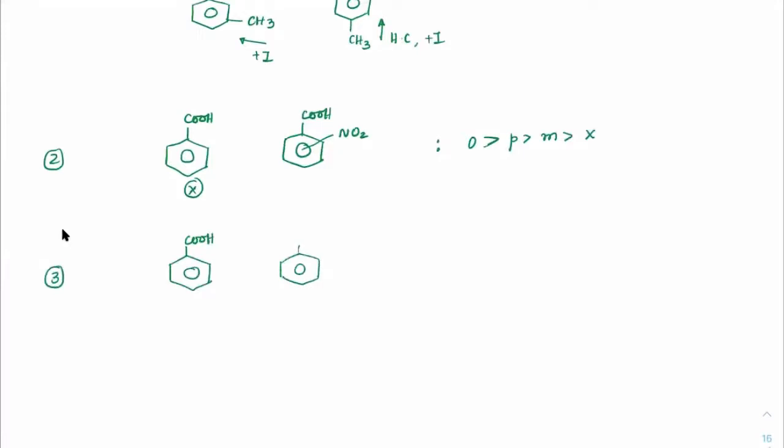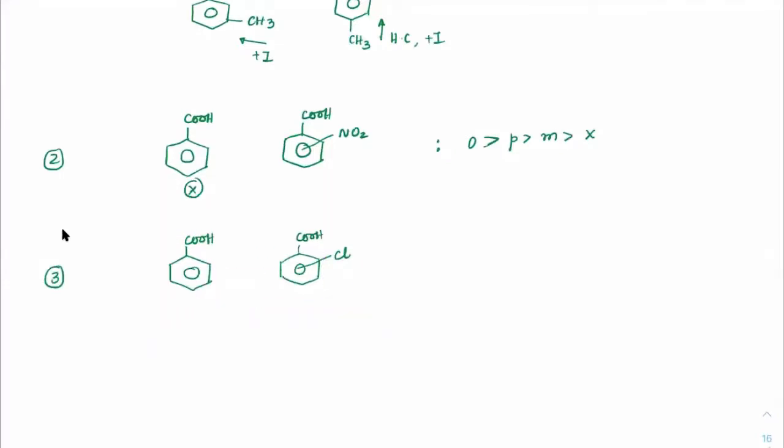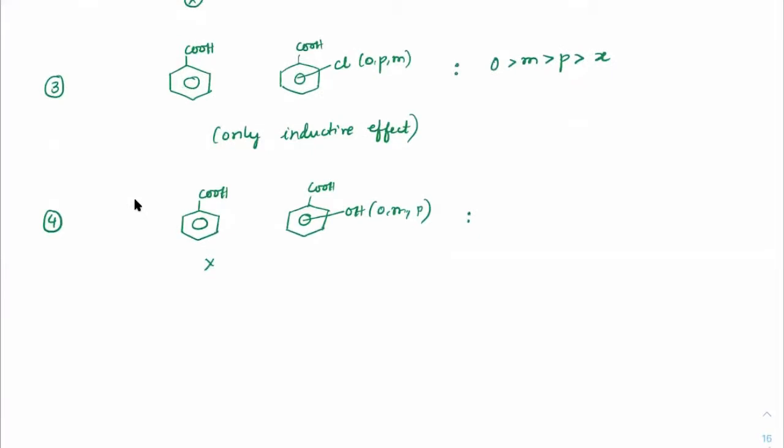Next, I'm comparing this COOH with chlorine this time. Imagine I'm comparing that with chlorine at ortho, para and meta positions. Ortho, meta, para, X, very good, because here you'll see only the inductive effect. For halides, please always check only the inductive effect. Ortho, then meta, X and para.